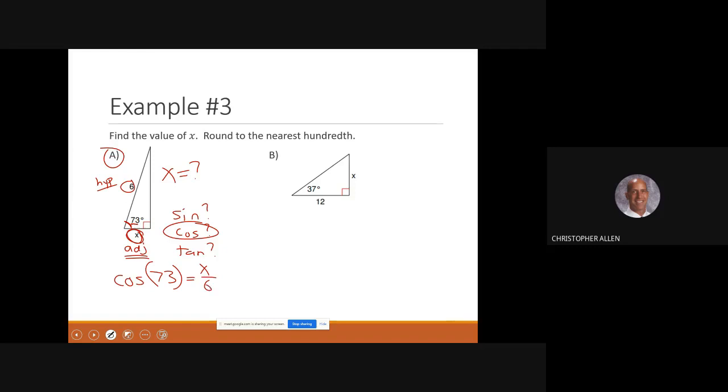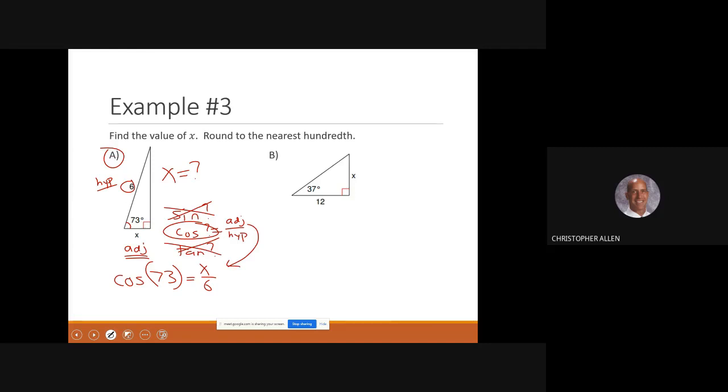This is the hardest step and the most important step. You cannot use sine on this problem, and you cannot use tangent on this problem. You have to recognize that in this particular problem, we are given the angle 73, that would be this angle right here, and we see that x is the adjacent side, and 6 is the hypotenuse, so I have to do cosine because cosine is adjacent over hypotenuse. All of that gives me the following equation.